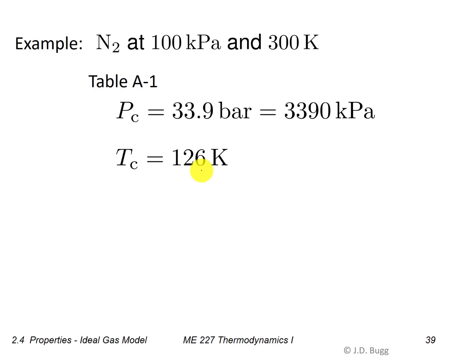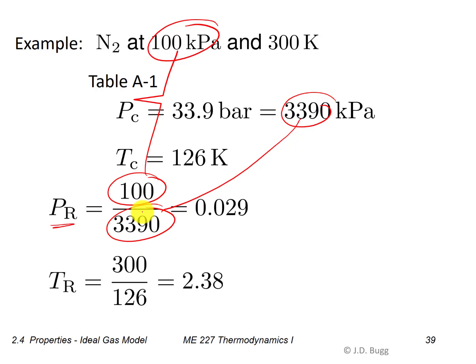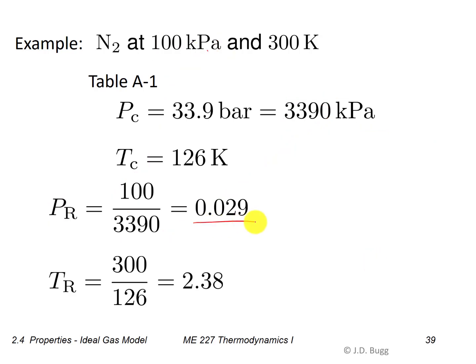So we need the critical pressure and temperature because we need to calculate the reduced pressure and temperature. To get a reduced pressure, you take your actual pressure and divide it by the critical pressure. This is why I converted the critical pressure to kPa, to get it in the same units as the actual pressure so that we can calculate that ratio. So the reduced pressure is 0.029. Likewise, the reduced temperature, actual temperature divided by critical temperature, is 2.38.